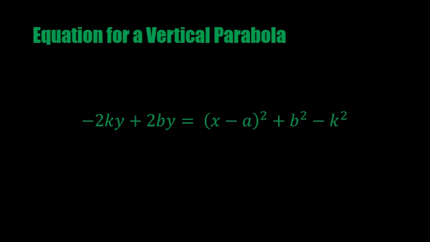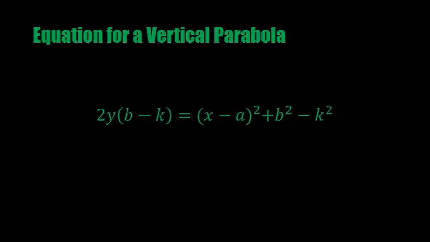So now we're going to subtract the k squared from the left side and put it with the b squared, and then we're going to have the negative 2ky stay over on the left side, and we're going to subtract negative 2by over. Now we're going to pull out a 2y from both sides since this is a common factor, and so what's left is b minus k.